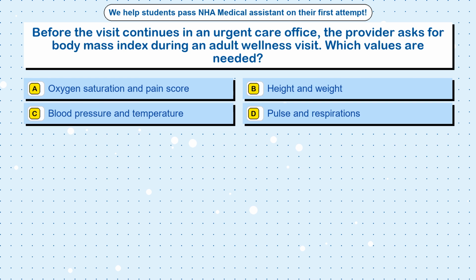Question 16. Before the visit continues in an urgent care office, the provider asks for body mass index during an adult wellness visit.